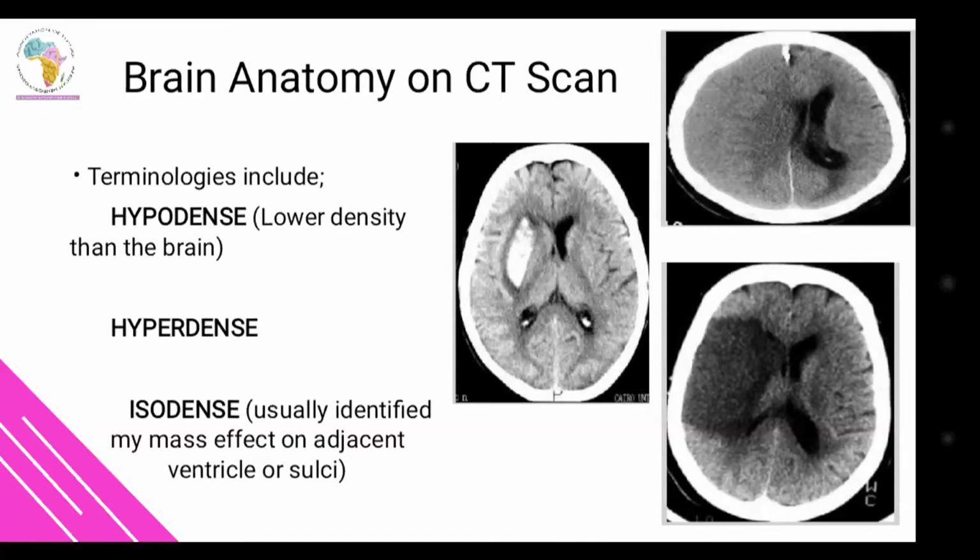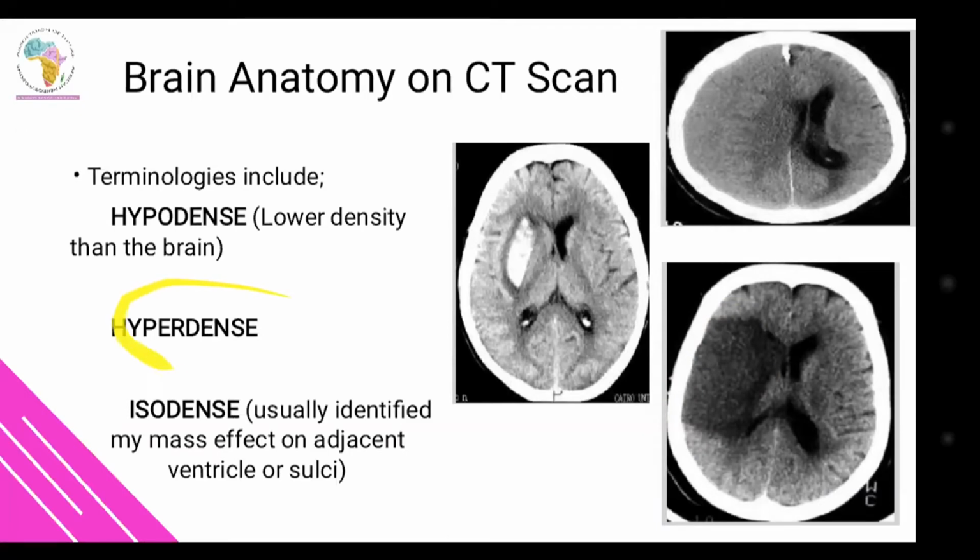So during this part of brain anatomy and CT scan, we use different modalities. You have hypodense, hyperdense, and isodense. We'll talk about hypodense first, as we saw on the different attenuations. It simply means that the density there is lower than that of the brain. As you can see here, it's dark. So anything that you see dark on the CT is a hypodense structure, a hypodense lesion, depending on whatsoever it is.